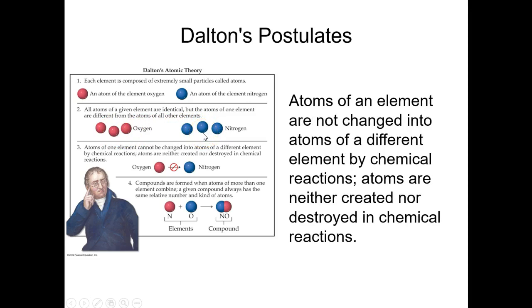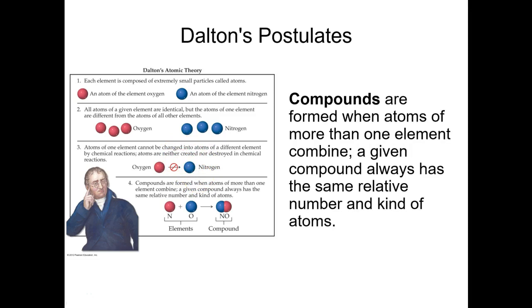The third postulate is that you can't change atoms of one element into atoms of another element in a chemical reaction, and you can't create or destroy atoms in a chemical reaction. So you can't convert oxygen into nitrogen. You can't make oxygen go away. You can't make oxygen appear. You can't make nitrogen go away. You can't make nitrogen appear. What you can do is, in a reaction, cause them to combine in various ways.